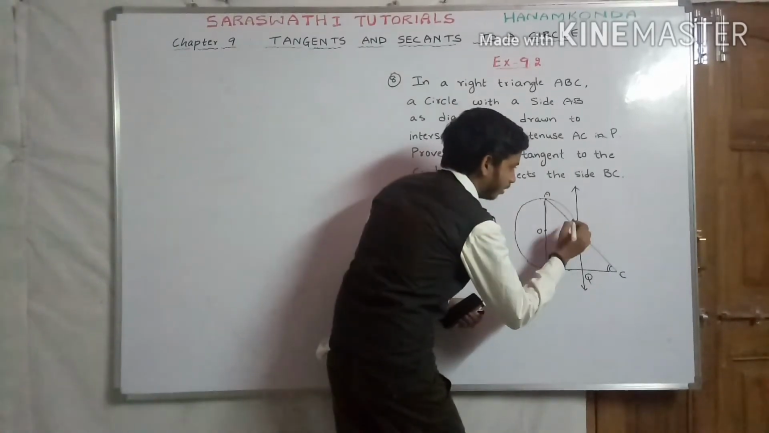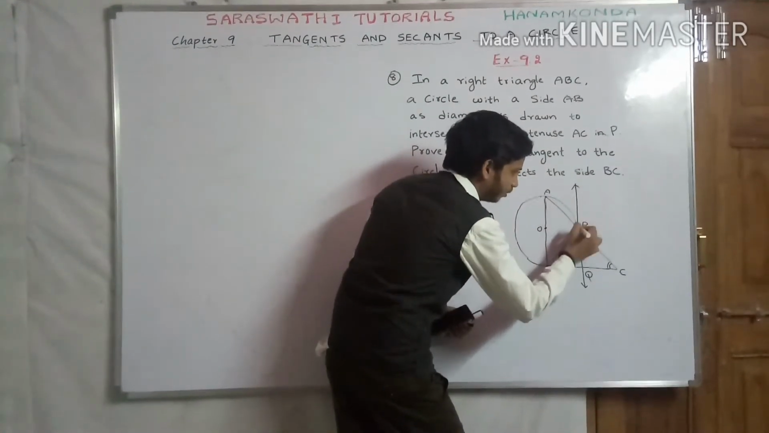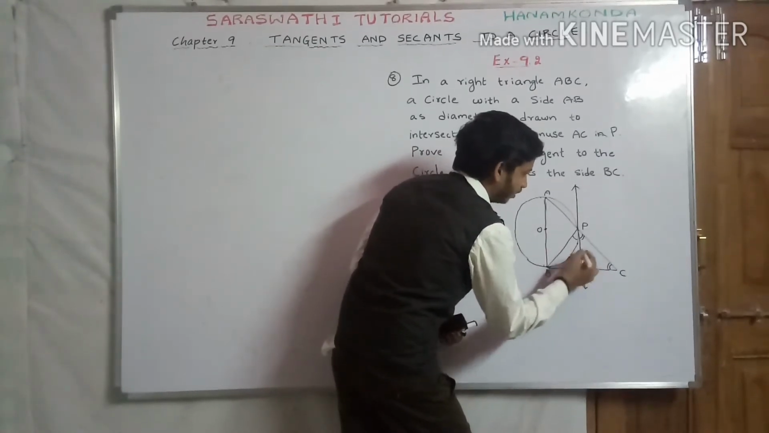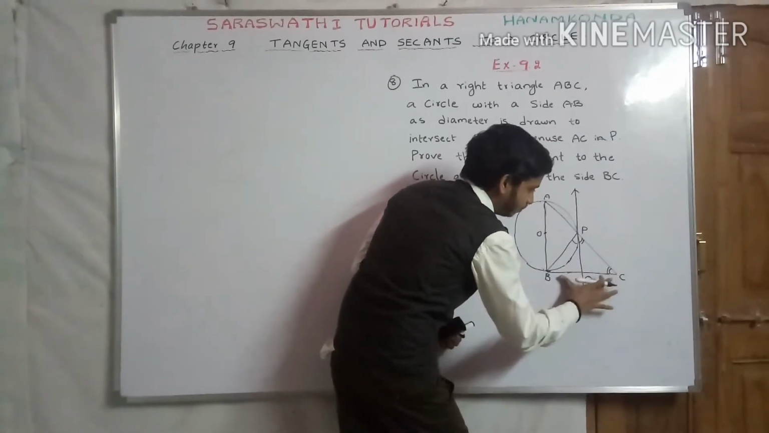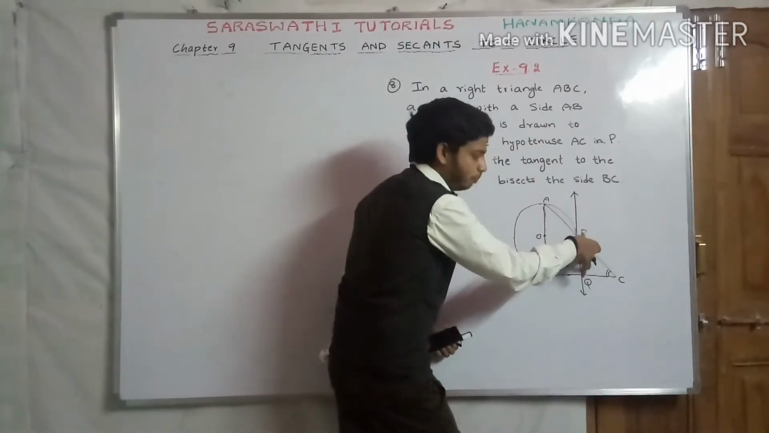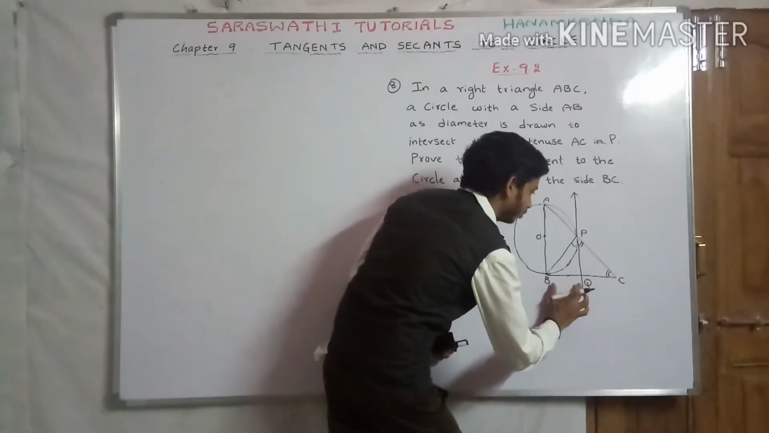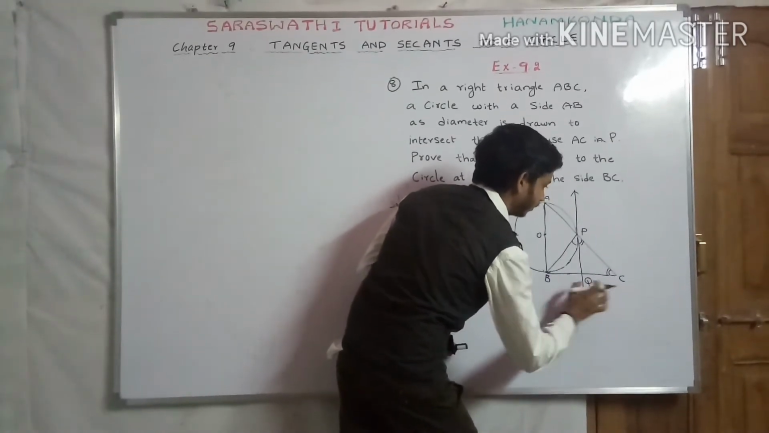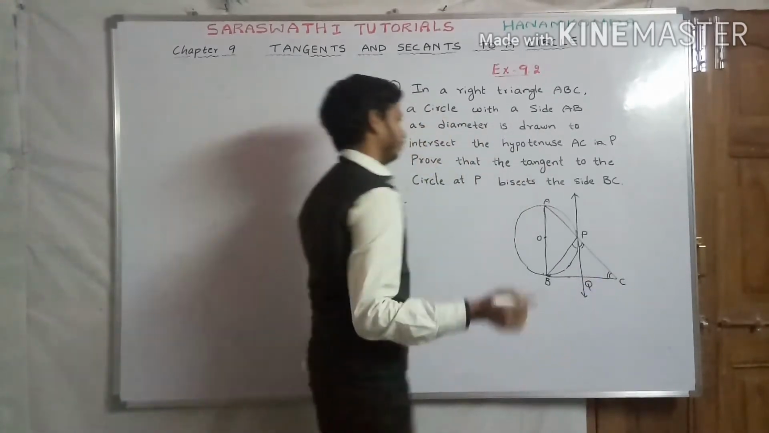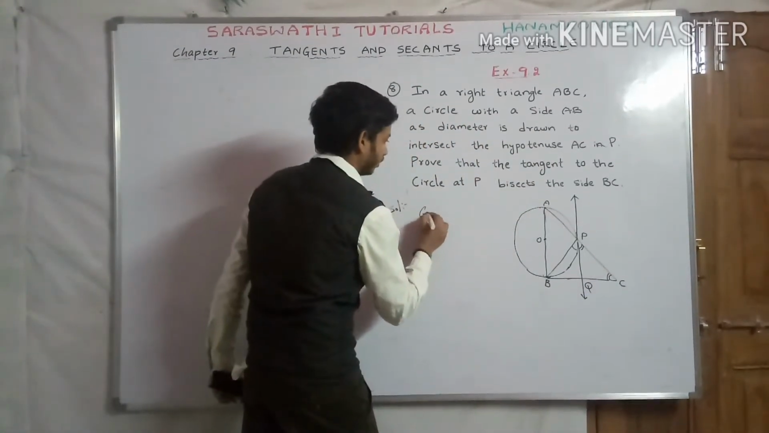Through this point P, a tangent is drawn, and this tangent meets BC at Q. We have to prove that this tangent drawn from the point P bisects BC. That means we have to prove that BQ equals QC. So the tangent divides BC into two equal halves. First, write the given data.